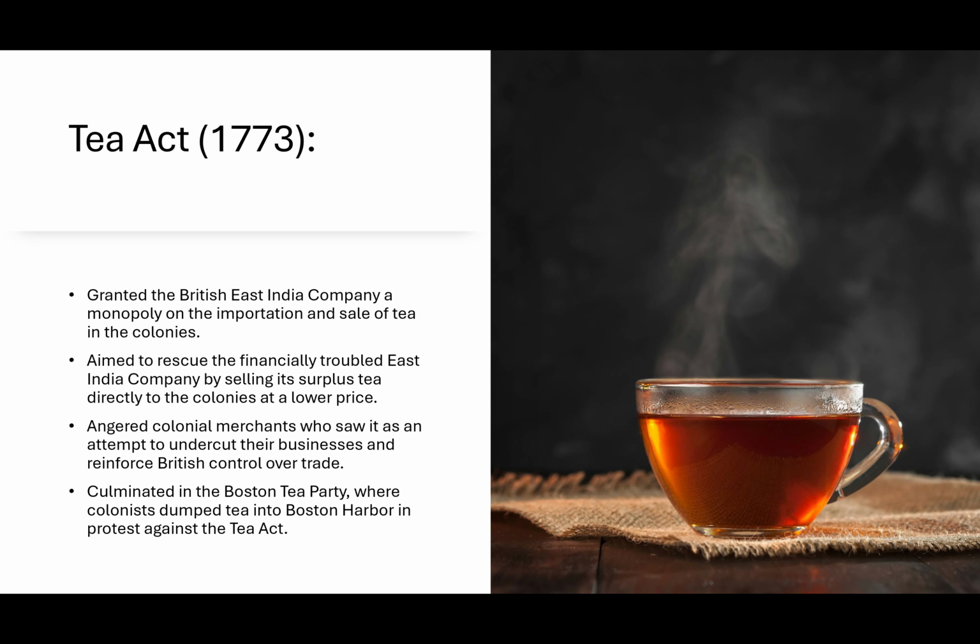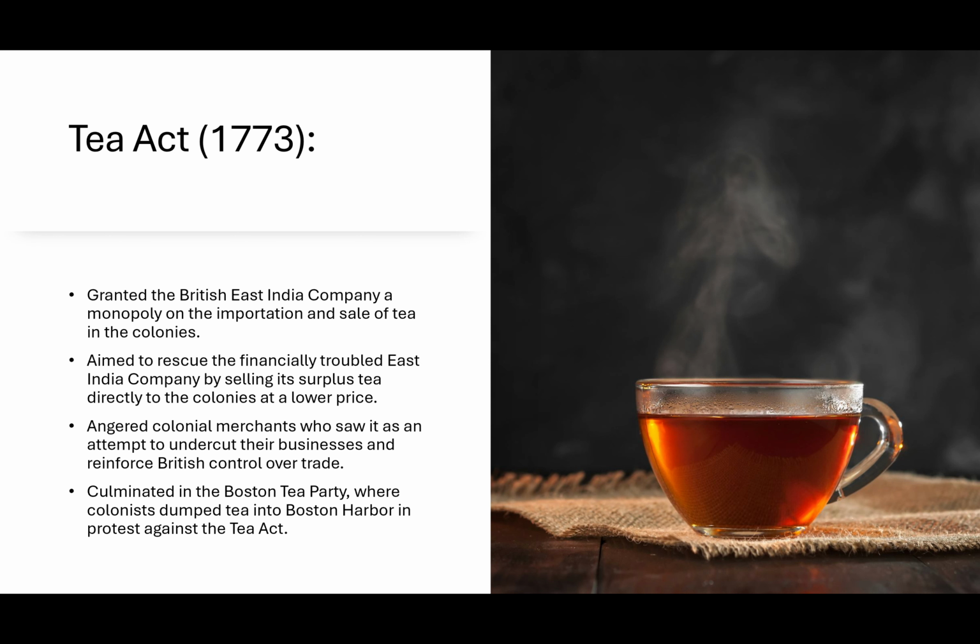But we know from studying history for a while that there are always multiple issues leading up to a conflict. But there's always this powder keg, as we would describe it, the last thing that drives the final nail into the coffin, and many persons tend to see this as the Tea Act. So the Tea Act really caused a lot of issues within the colonies, and the colonial merchants really saw it as an attempt to undercut their businesses.